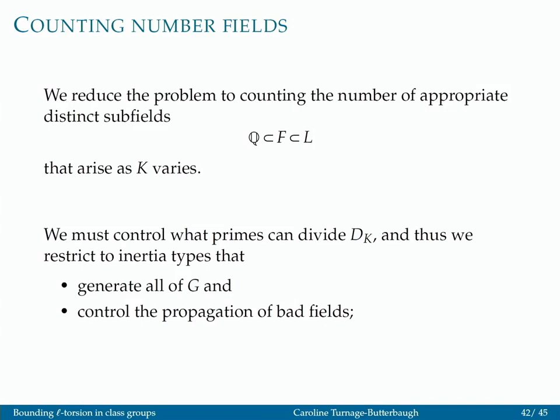All right, so I don't have it written here, but big K is somewhere in between Q and L. L is its Galois closure. And so what we have to do is restrict to inertia types that one can still generate all of the Galois group, so we're not missing any of the Galois group, but also control the propagation of bad fields. Depending on the number field and the Galois closure that you're in, this looks different. Right? So you have to go through and calculate which conjugacy class to restrict to.